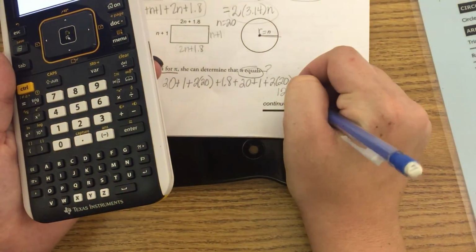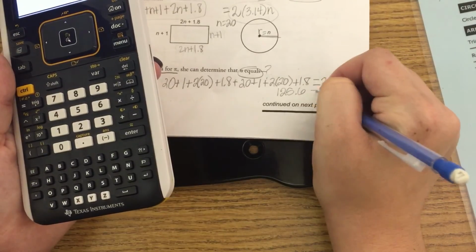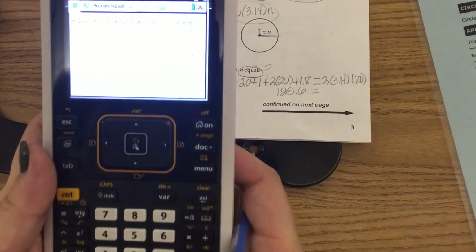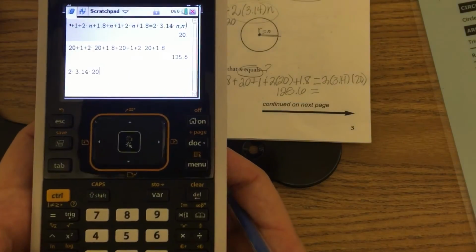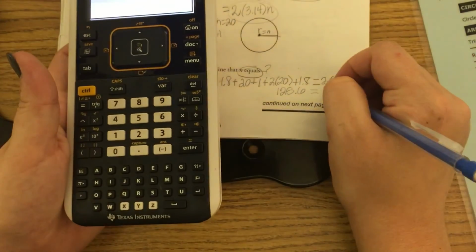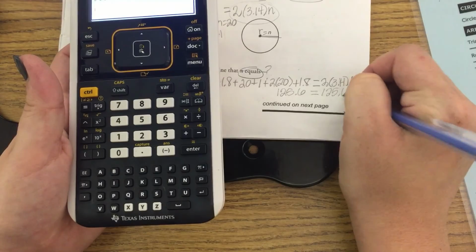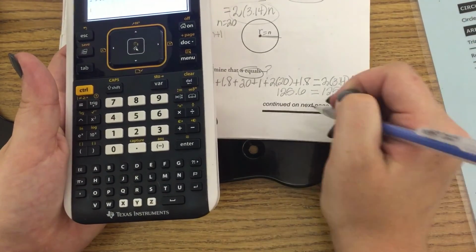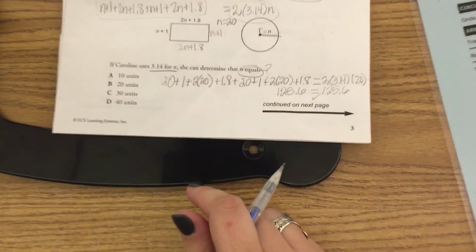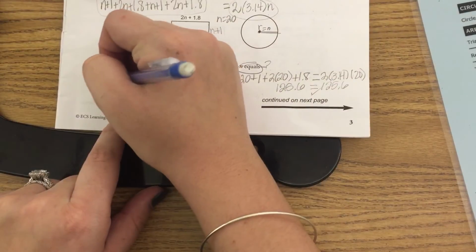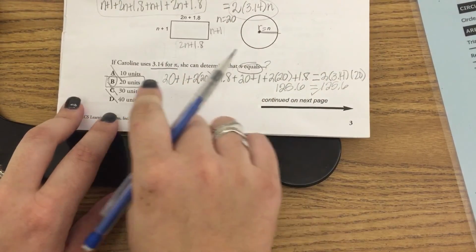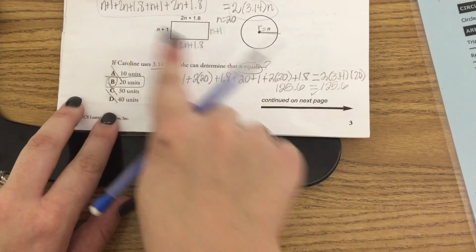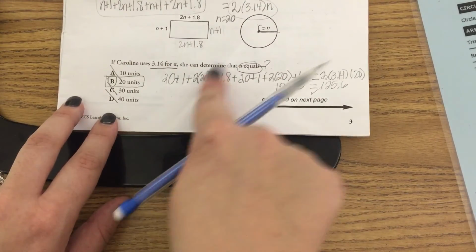It's 125.6. And now I'm going to solve for this side, which was just 2 times 3.14 times 20. That was 125.6. That checks out. So n was indeed 20. And I just verified my answer by plugging in what I got using nsolve back into my equation and doing calculate to both sides.